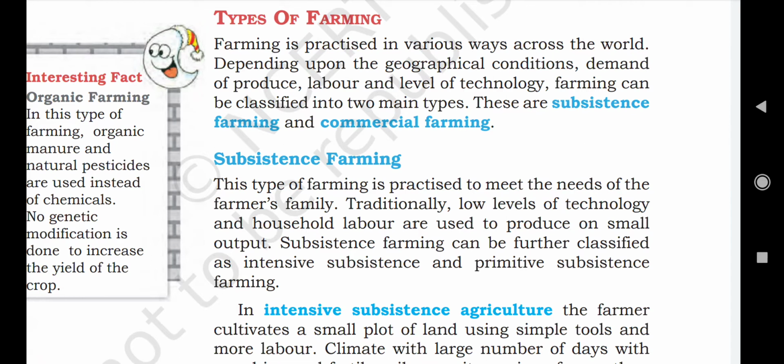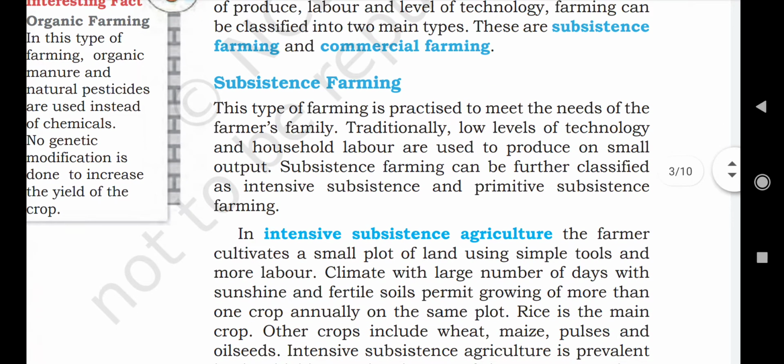subsistence farming and commercial farming. First we will discuss subsistence farming. Now what is subsistence farming? In this, farming is practiced to meet the needs of the farmer's family. So the farming which is done only for the needs of the farmer's family is called subsistence farming.